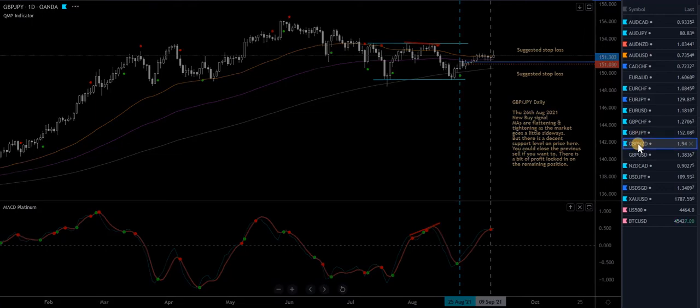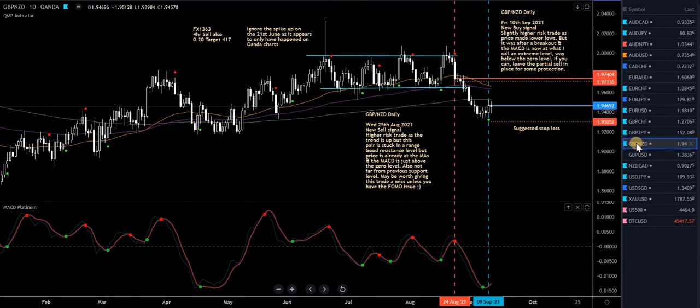Pound New Zealand. All right, we're going to sell here. This was in a range. Eventually the range broke, which was good. Took the sell, closed half, probably on this candle here, or possibly that candle, I'm not sure.